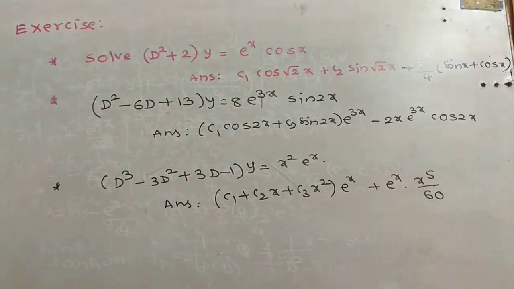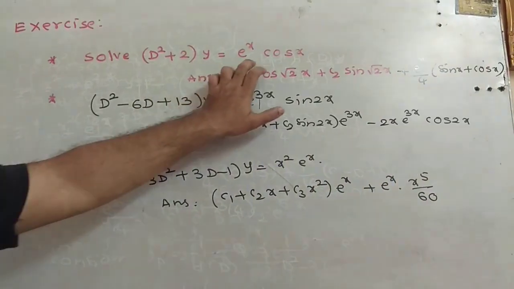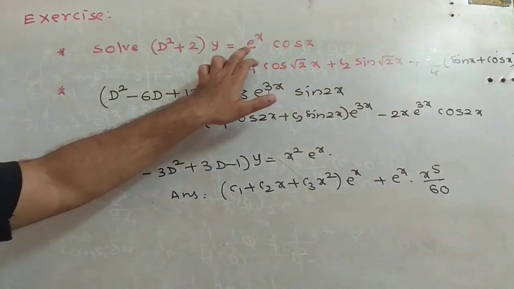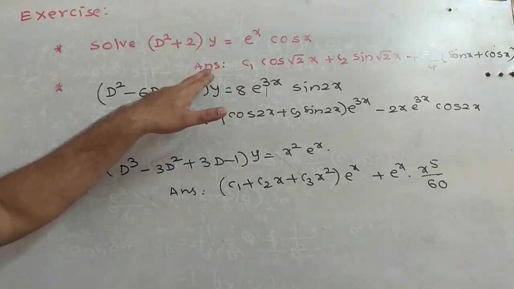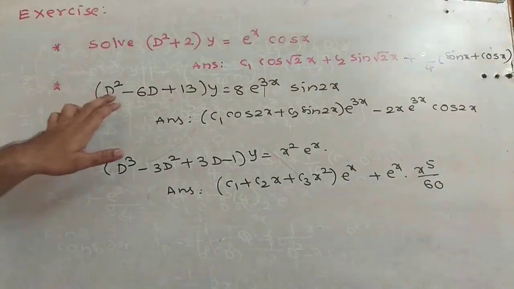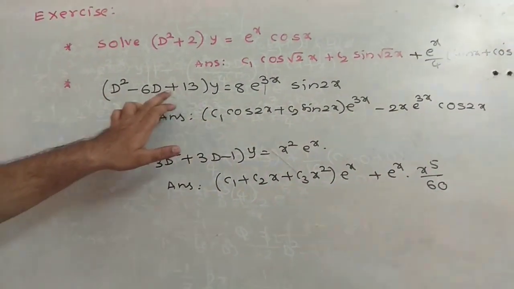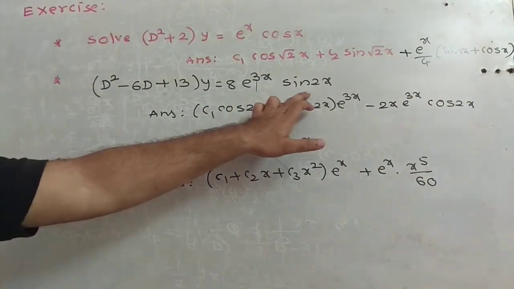Now let us have certain exercise problems. Solve d square plus 2 of y equal to e power x cos x. So the right side is looking like e power ax into v. So the same procedure you apply, and this is your complete solution. And the next problem, d square minus 6d plus 13 of y equal to 8 e power 3x sin 2x.